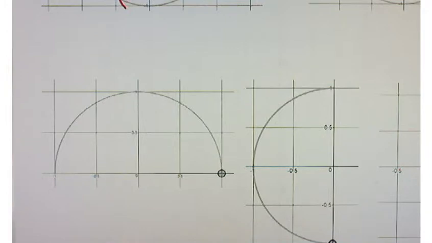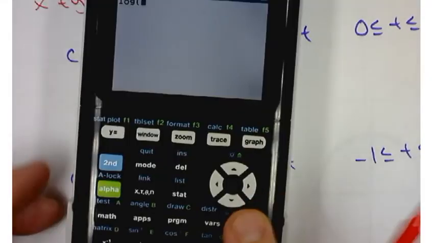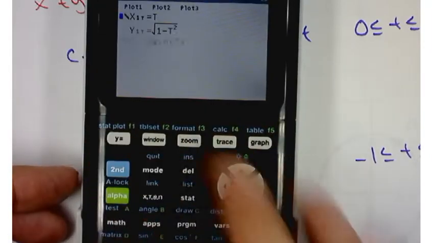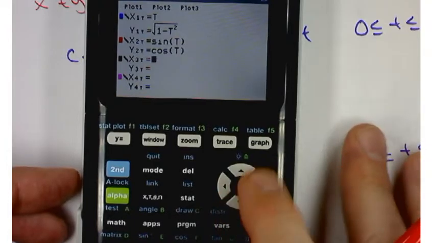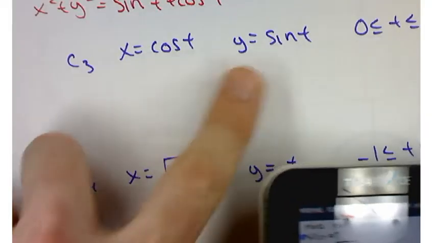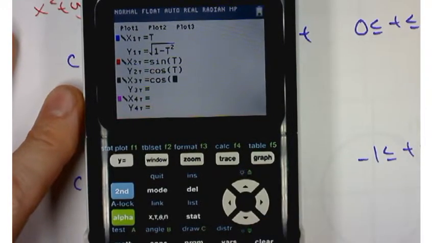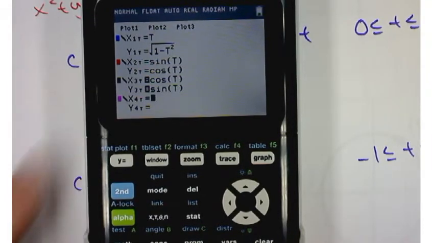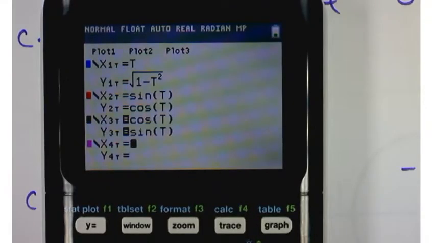All right, do you want to graph the last two? All right, let's just do it. Let's just get rid of it. Again, I'll shut this off. I'll go down to cosine of t and sine of t, just kind of mixing things up. Cosine of t and sine of t. My window settings should be good. So let's see what the graph looks like this time.